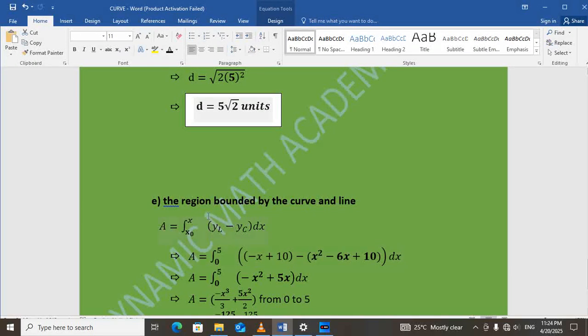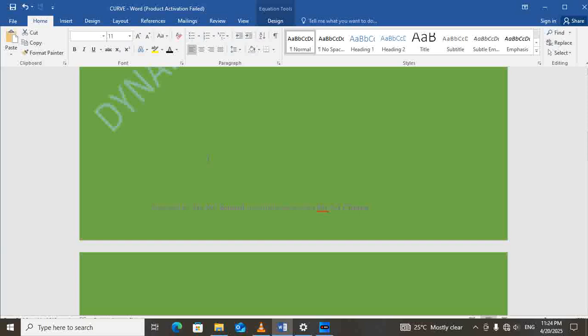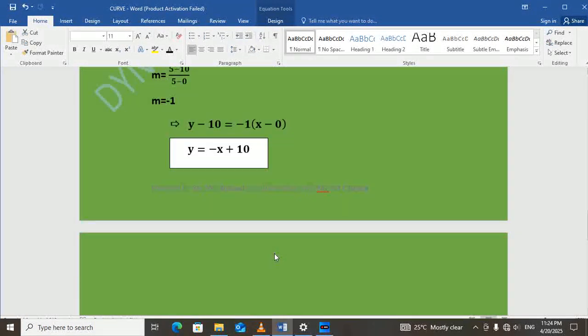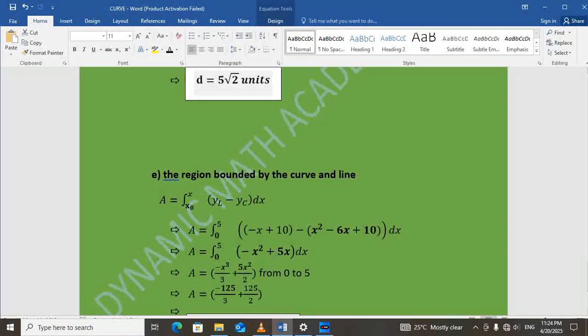Now, remember these x0 and x are the points where these two curves meet. They meet at point B and point A. At point A, the x coordinate is 0. Remember, it's at the origin. And at point B, the x coordinate is 5. So that's why we're integrating from 0 to 5. Yes. And now this was our equation of the line, negative x plus 10. Then the equation of the curve is x squared minus 6x plus 10.